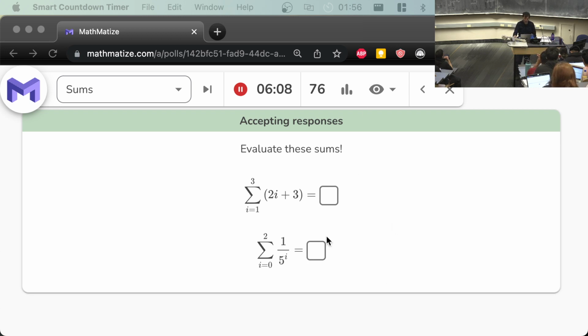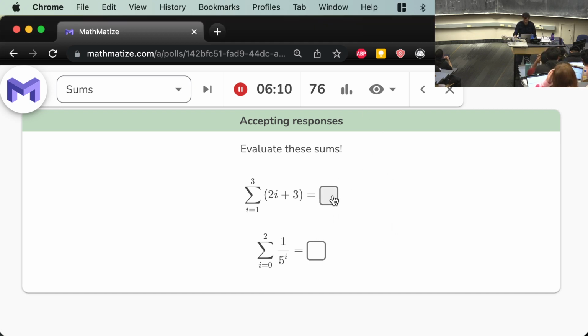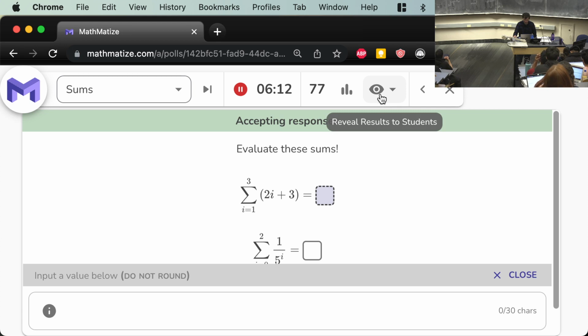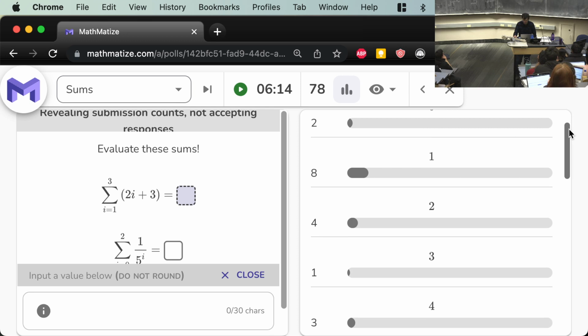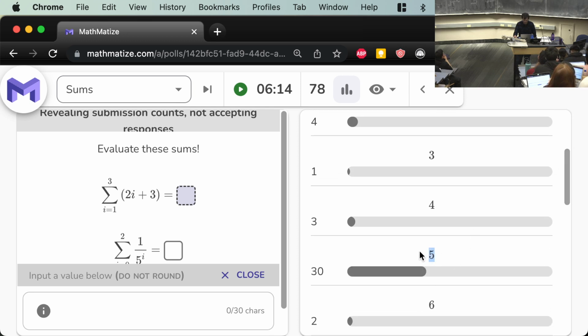Okay, so we're going to start with this one. Last chance to change your answer. What did people say? People said 2i plus 3. Okay, 0 and 1 were popular. Those are not right. Last class, 5 was popular. Let me see if 5 was popular this class. Yeah, 5 is really popular.